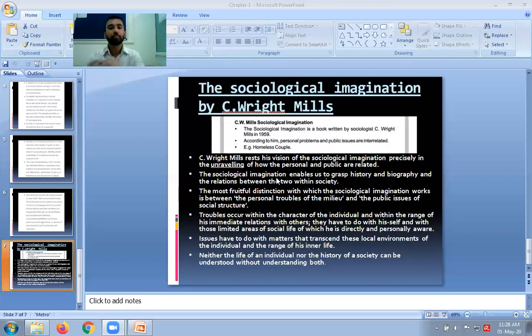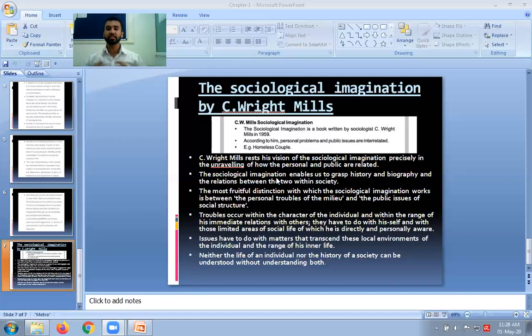So it is a personal problem for a family, or for that couple who has become homeless. They don't have a house to live in, they don't have shelter under which they live. So this is a personal problem. I can understand this, but this is a public issue as well. How can we say this?